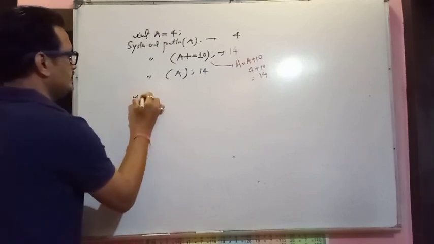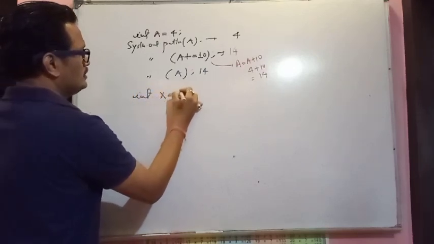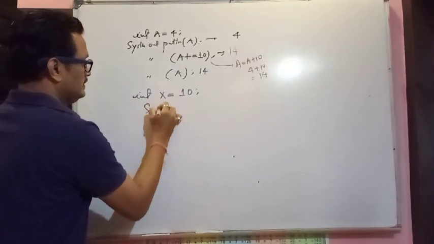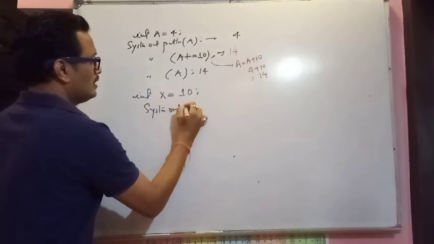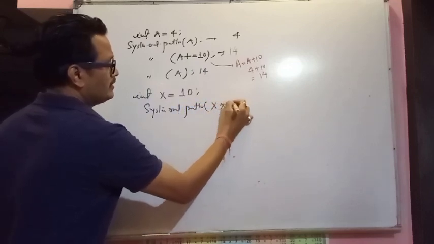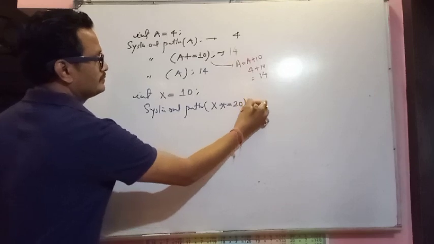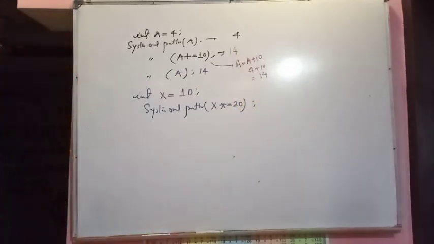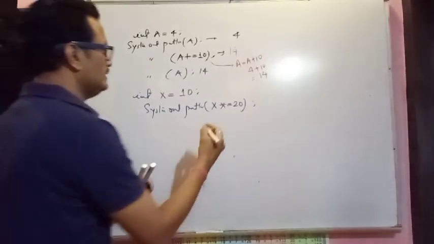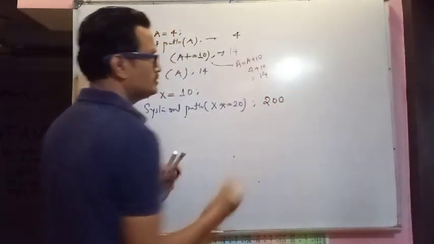Now here is one more example. Integer x equal to 10. System.out.println(x *= 20). What is the meaning of that one? x = x * 20. तो तुम्हारा आउटपुट कितना आ जाएगा? Your output will be 200.